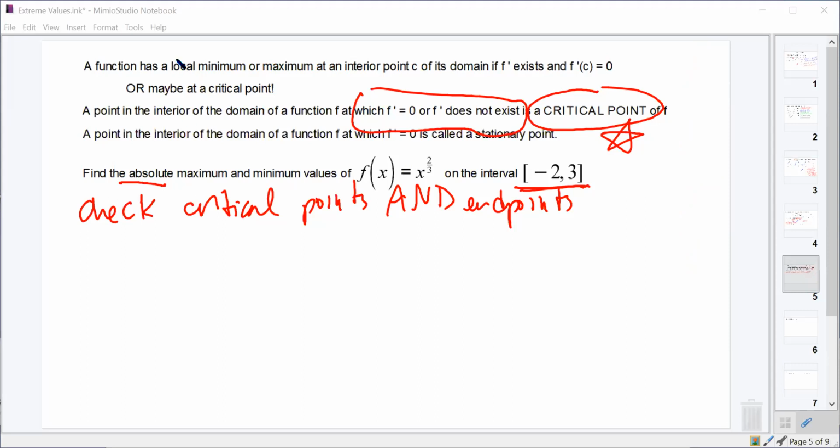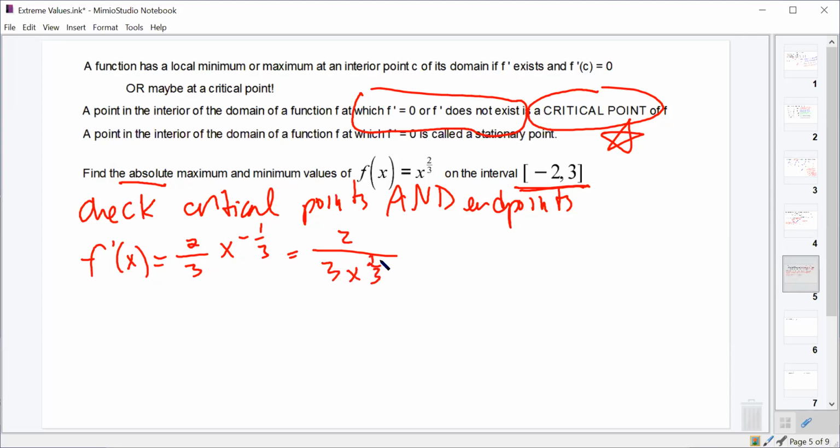All right, so let's do this. Let's see if we can first find the critical points. So if we want to find the critical points of x to the 2/3, what do we need to do to it? Find its derivative. And what's f prime of x? 2/3 x to the negative 1/3, or 2 over 3 x to the 1/3 if I drop that negative exponent down. Good or no? Yeah.